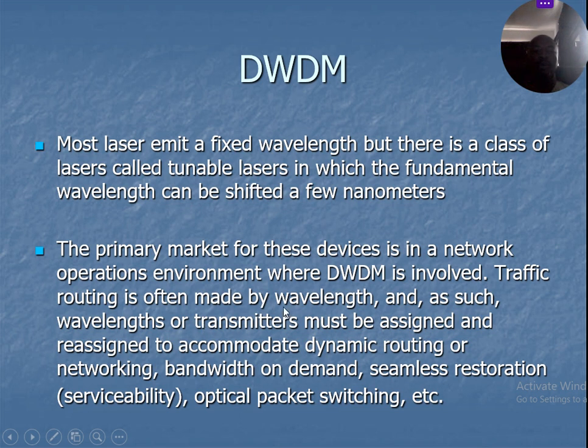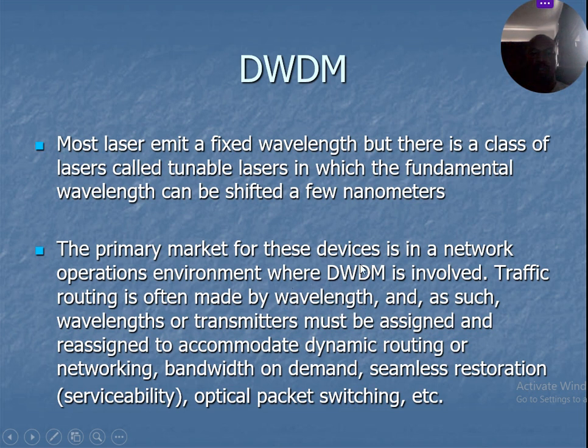Now, if you look at the market, the primary market for this device is in the network operation environment, where this dense wavelength division multiplexing technology is used. There, traffic routing is often made by wavelength.